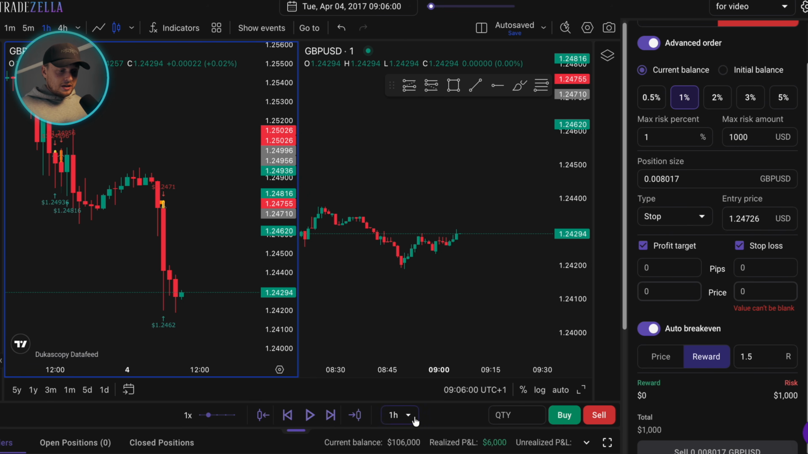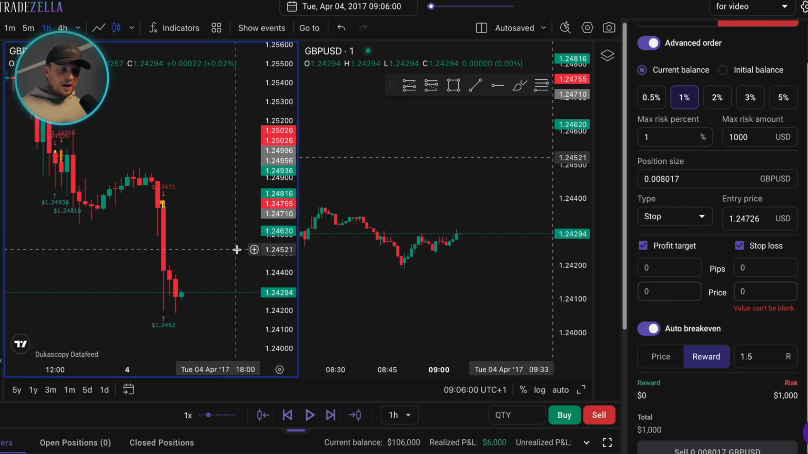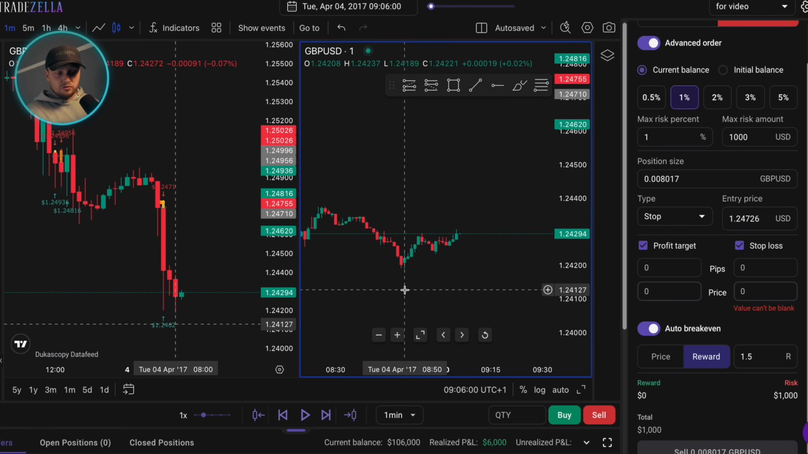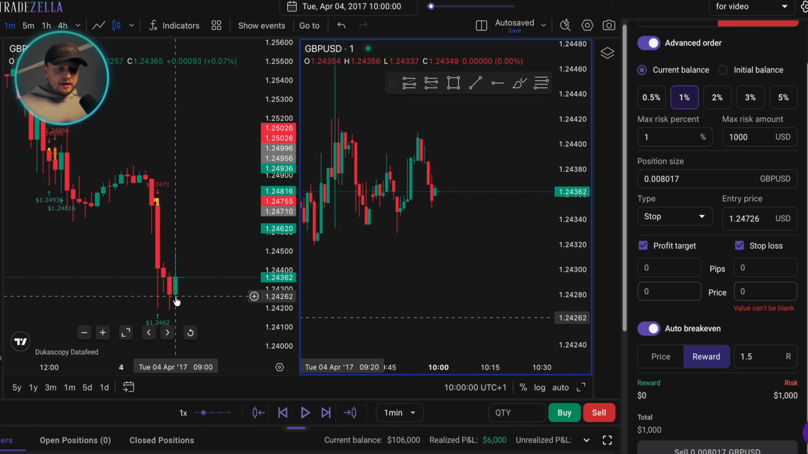So what you can do on Trade Zella is you can go on to sync time frame. So whichever time frame you're on is how quickly it'll skip through. So on the hourly chart, we can just skip through hourly candles really quickly. But as soon as we're on the 1 minute chart, which we are here, we can just skip through 1 minute candles. So we've closed bearish from 9 till 10.